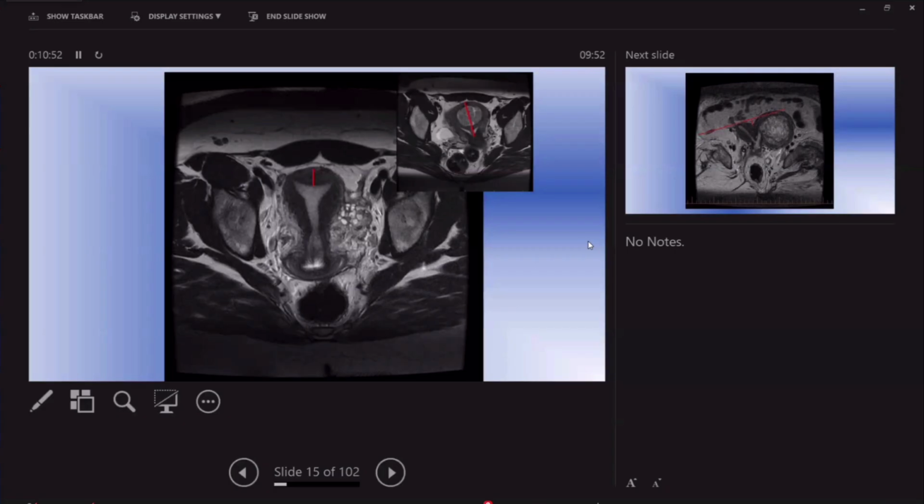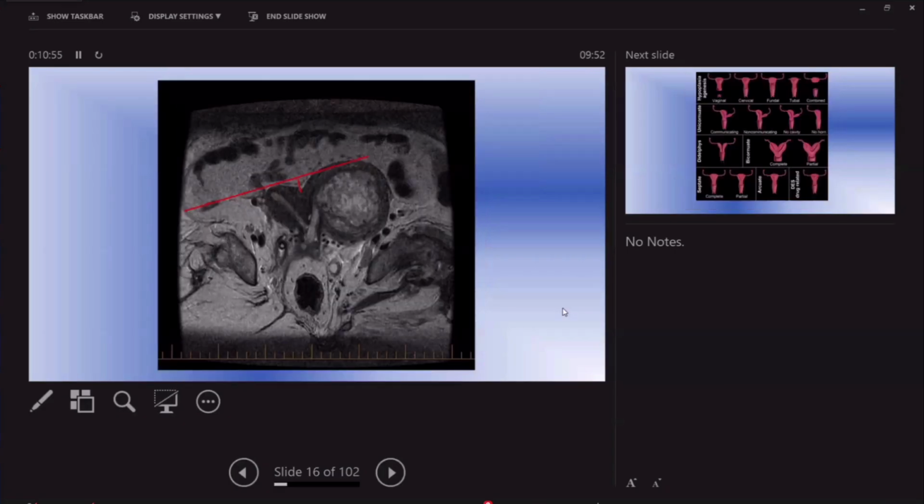So if we move to the second case, this is another case. You look at the case and you can clearly identify that the uterus has an abnormal configuration. Your first step, as we said before, is to look at the outer fundal contour. We said it's either convex, flat, or concave. In this case, you can clearly see that it is concave.